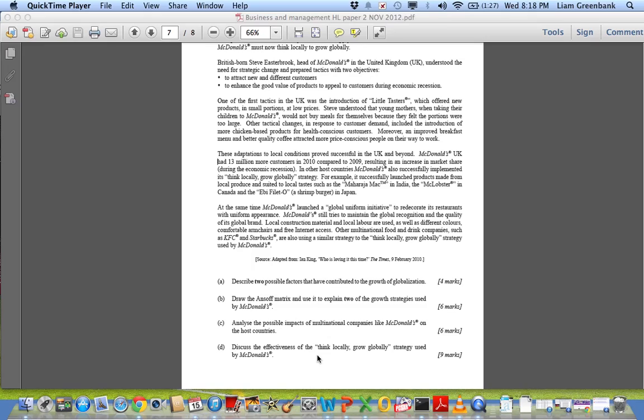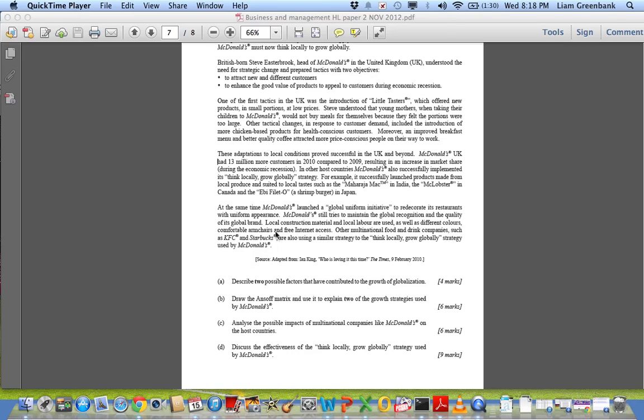And D, discuss the effectiveness of the strategy. And also in C, the impacts on the host countries. Well, we could say a positive impact is hiring local labour. They are one of the stakeholders that are being positively influenced by McDonald's moving into the country. And then we look at the other stakeholders, the competitors, KFC and Starbucks here, using a similar strategy to McDonald's.